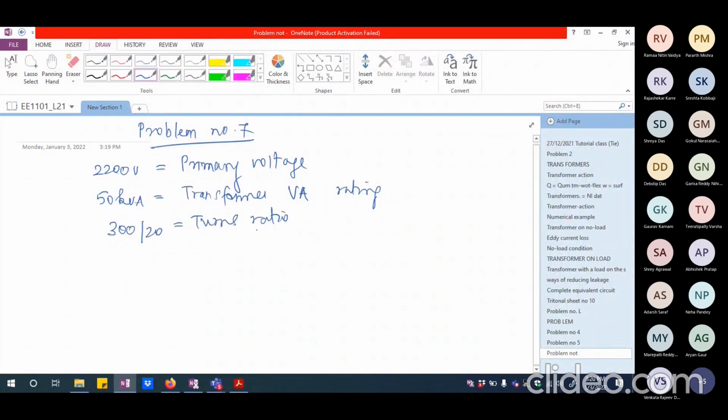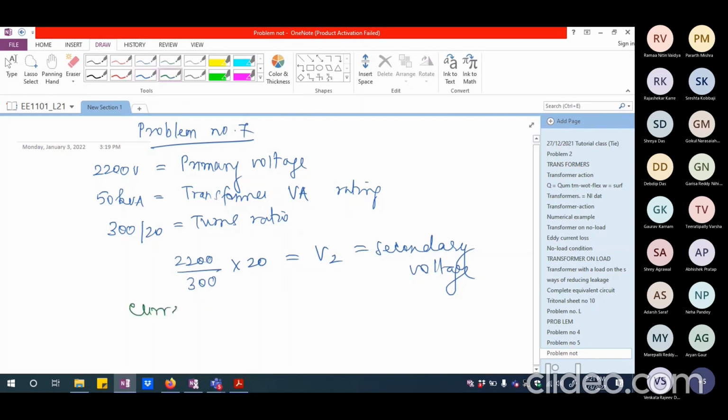So I can calculate definitely what is the secondary side voltage. That will be 2200 divided by 300 multiplied by 20. This will be V2, the secondary voltage. Right? So it's a step down transformer. Primary side voltage is 2200. Secondary side voltage is going to be much smaller. So it's a step down transformer.